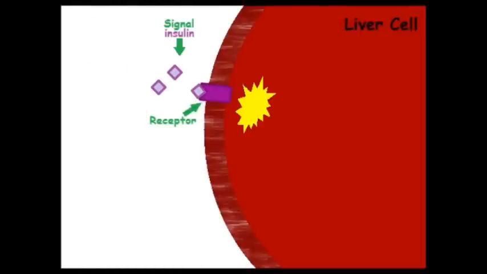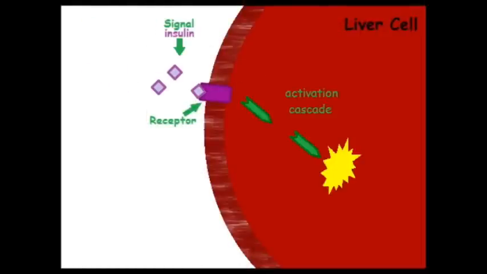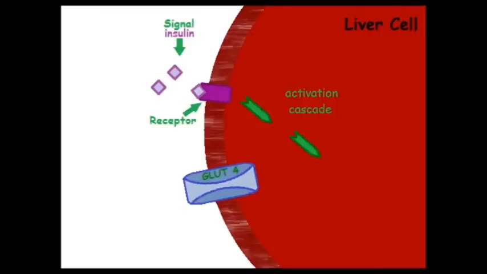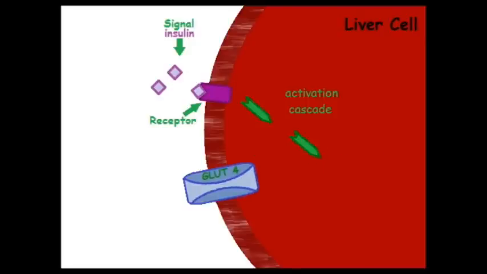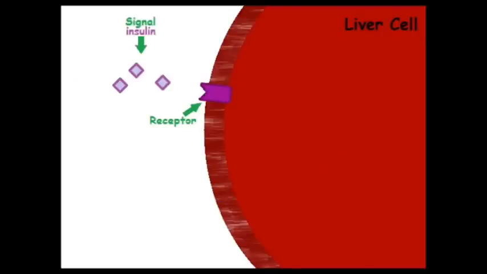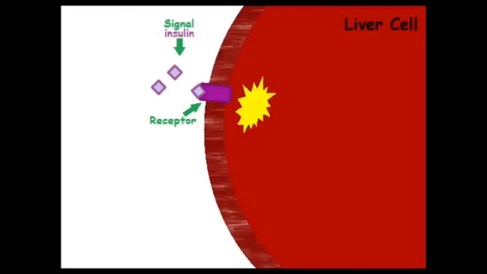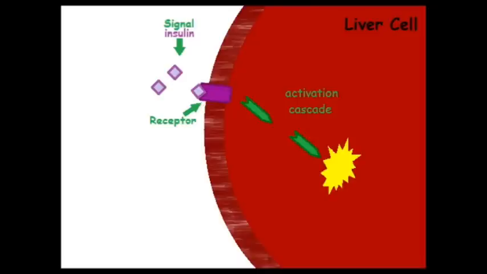In a liver cell, transduction happens when the insulin receptors recognize the insulin signal. The activated receptor interacts with other intracellular receptors, instigating an enzyme activation cascade. This cascade translates the signal into the production of a glucose transporter, or GLUT4, which goes to the surface of the cell.